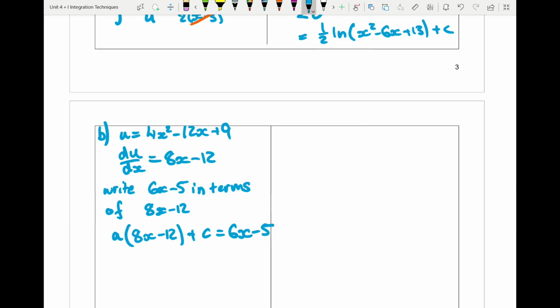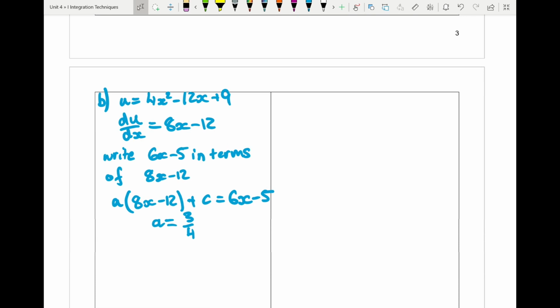So we can see our 6x is going to be equal to 8x times a. So a has to equal 3/4. And if a equals 3/4, we're going to get negative 12 times 3/4 plus c is equal to negative 5. So c has to equal 4. And what this does for us is it breaks up the function into two different integrals.